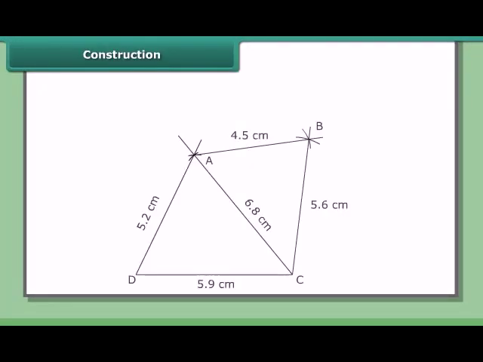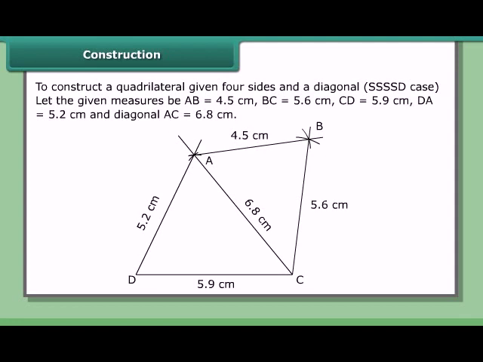Construction. To construct a quadrilateral, given four sides and a diagonal (SSSSD), let the given measures be AB equal to 4.5 cm, BC equal to 5.6 cm, CD equal to 5.9 cm, DA equal to 5.2 cm and diagonal AC equal to 6.8 cm. The two triangles we can construct to complete the quadrilateral are triangle ADC and triangle ABC.